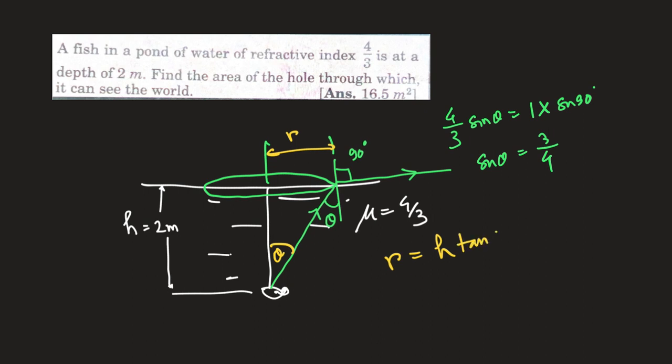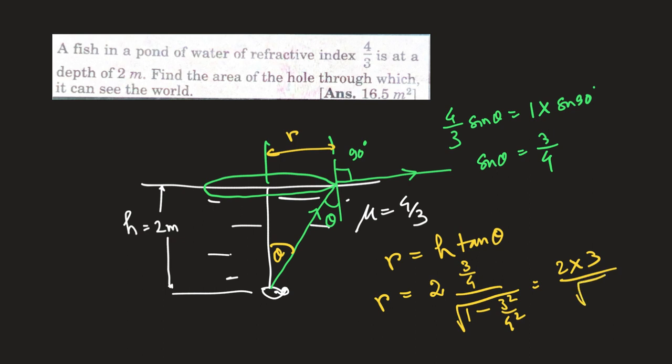R is equal to h times tan theta. So the radius of the hole is h, means 2 times tan theta. So tan theta is sine theta, 3 by 4, divided by cos theta, root over 1 minus 3 square by 4 square, that is 2 into 3 by root 7. So that is 6 by root 7. So the radius is 6 by root 7.